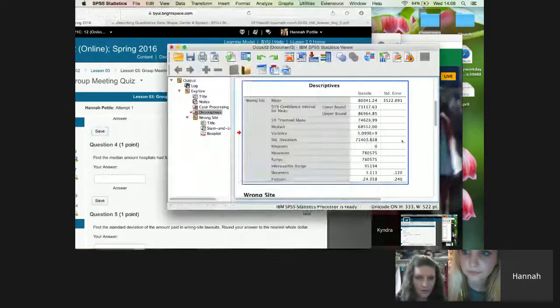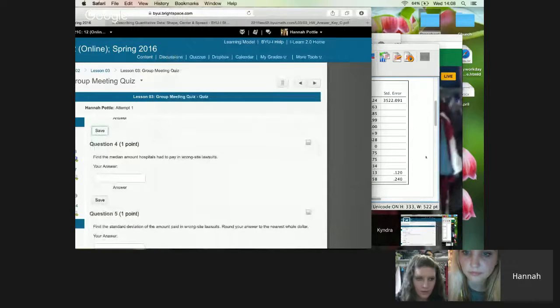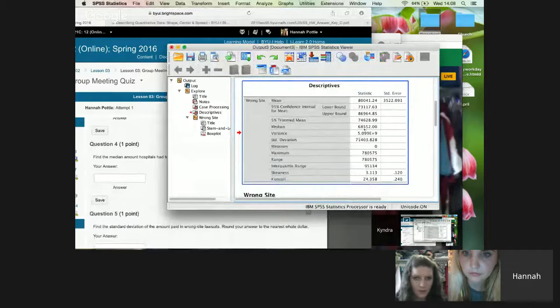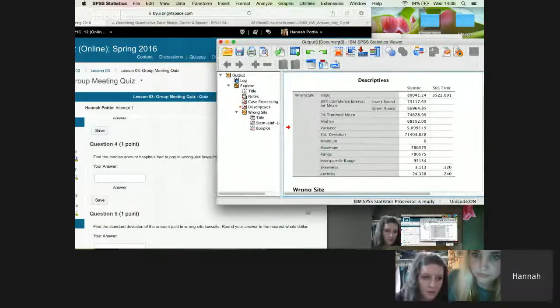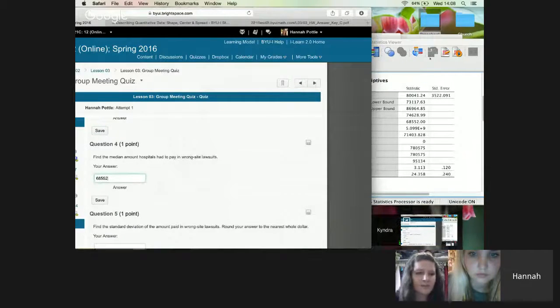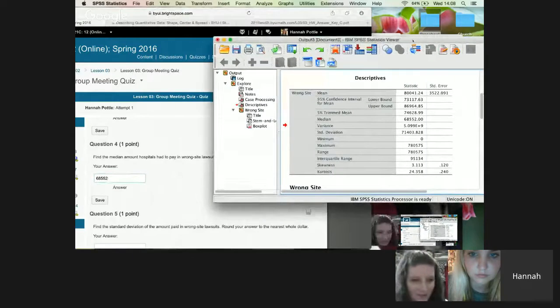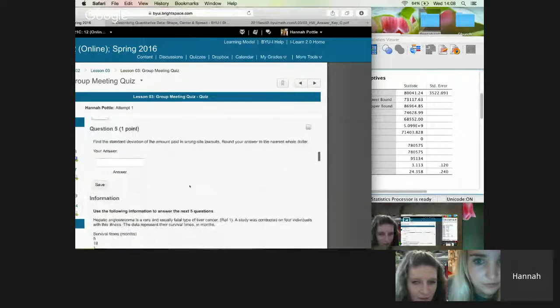Then the median is the same one, the wrong site. So it's right here, it's 68552. Can everyone see that? Mm-hmm. Yeah. Thanks for sharing that. It makes it easier for me to understand than doing it on my own. Yeah. Visual helps a lot.